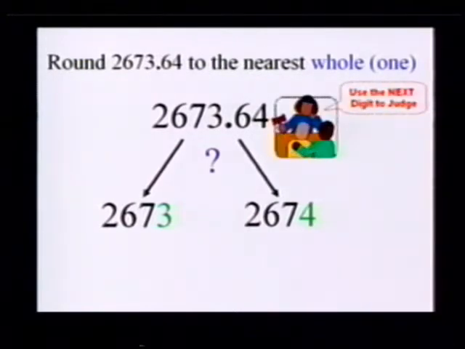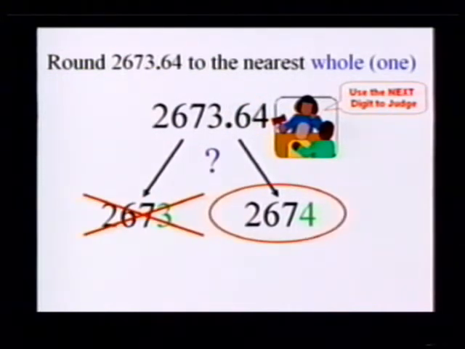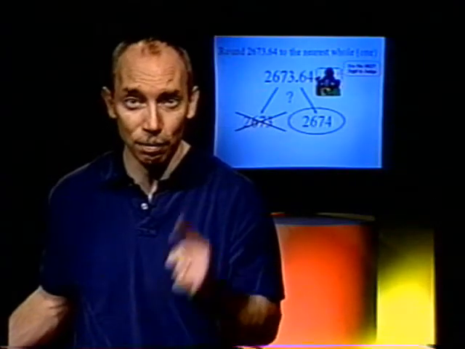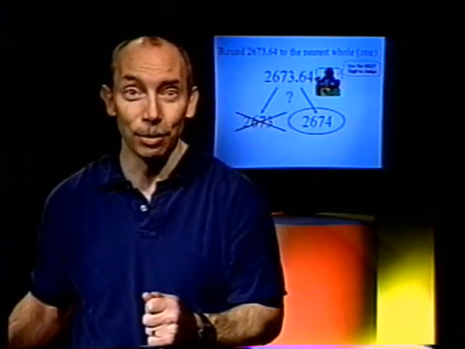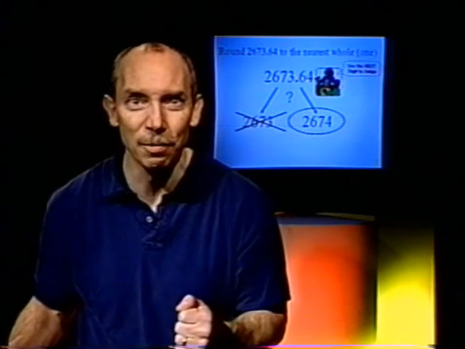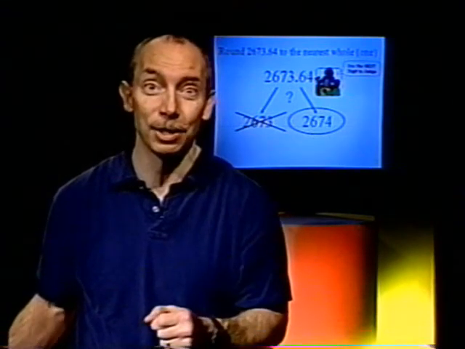Use the next digit, which in this case, we're going to go up, aren't we? Yes! So the answer is 2,674. Now, you could say 2,674.0, but the whole point of it was to end up with a whole number. So we drop the .0 and just say 2,674. Get the idea? That's rounding to the nearest whole.